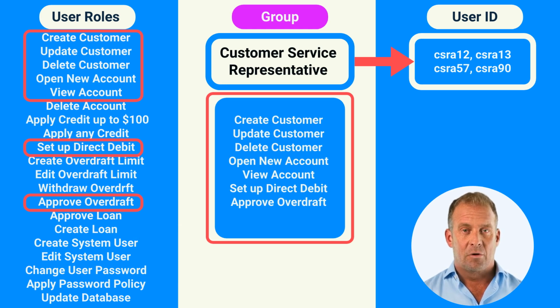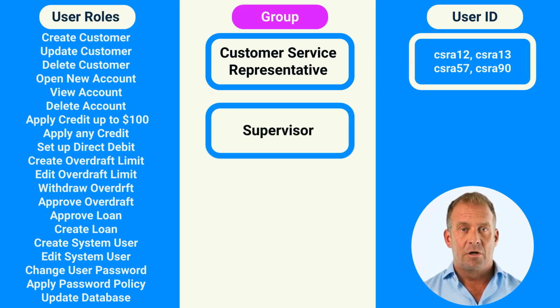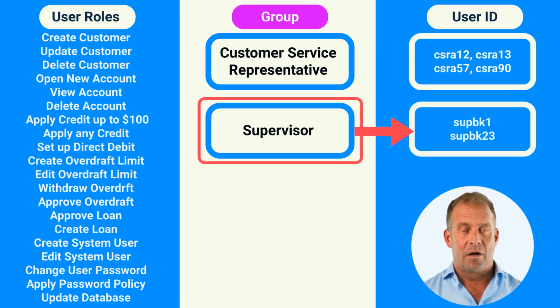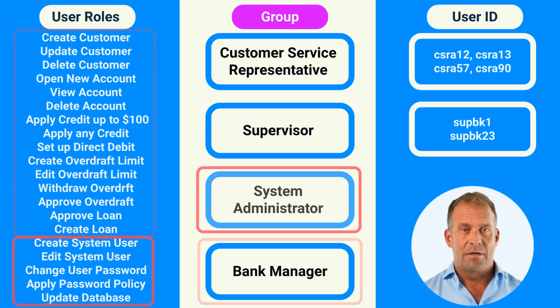Now let's look at other groups to see how they are different. Next is the supervisor role, and 2 user IDs are created for the 2 supervisors in the bank. You will notice that a supervisor can access more roles than a customer service representative, like applying credits on customer accounts and dealing with overdrafts, but they are unable to approve loans. That is reserved for a bank manager who can access any role except the roles reserved for a system administrator.